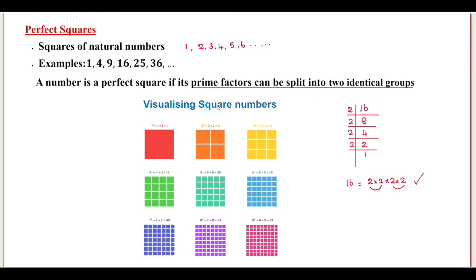Now, visualization of square numbers. Why is the name given as squares? You can see squares everywhere. Only one square forms a square. For 2 square, 4 small squares form a square. For 3 square, 9 small squares with 1 unit form a square. Then 4 square, 5 square, 6 square. Everywhere you can see the shape of squares. That's why they are called square numbers.